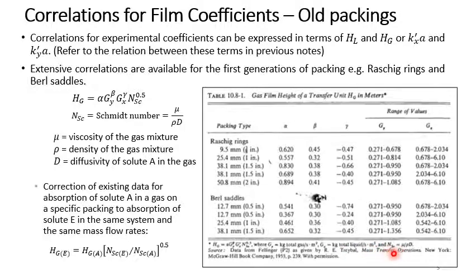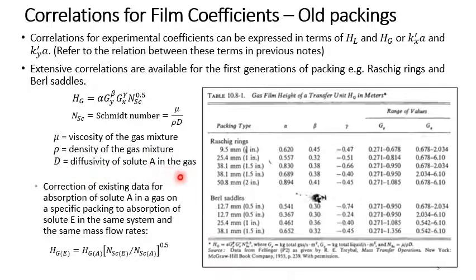And also NSC, the Schmidt number, it's mu over rho times D. So if we're talking about the gas phase, then the Hg, this is the empirical correlation, alpha times Gy to the power of beta times Gx to the power of gamma times the Schmidt number to the power of 0.5, and the Schmidt number you can calculate from the viscosity of the gas mixture, density of the gas mixture, and the diffusivity of solute A in the gas.